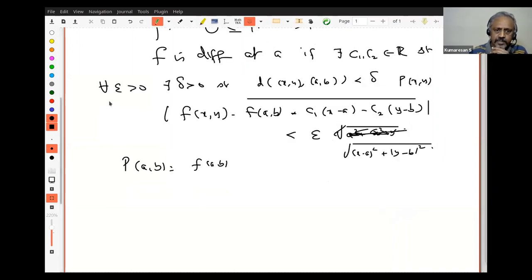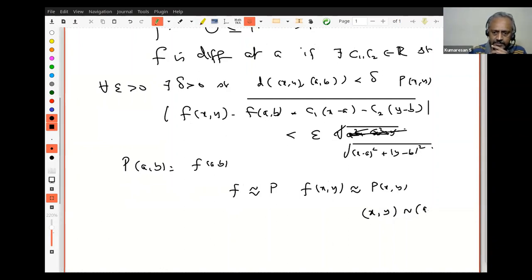This f is approximated by a first degree polynomial P. f is approximately equal to the polynomial P, for all (x,y) which are very near to (a,b). Okay, these are all qualitative. Quantitatively, I have to say, you give me an epsilon, then there is a delta, etc. Okay, this is our definition.